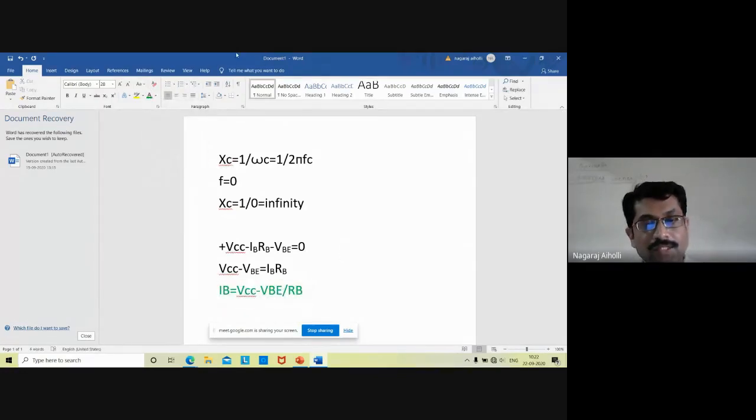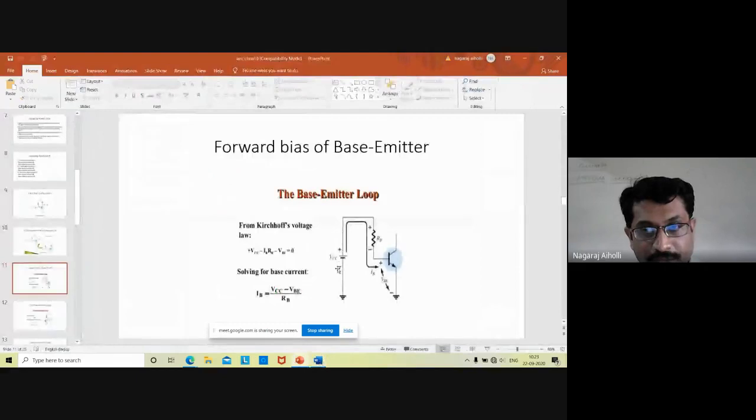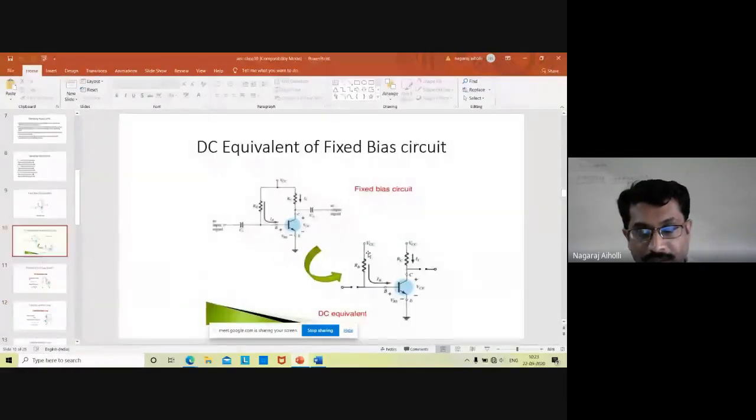Okay. So this equation we got for the input loop. How did we get this equation? Negative to positive plus VCC, positive to negative minus IBRB, positive to negative minus VBE is equal to 0. If I solve for the base current, IB will be equal to VCC minus VBE by RB. This is for the base emitter loop, that is the input loop, from VCC through RB, through IB, through VBE, emitter, ground.